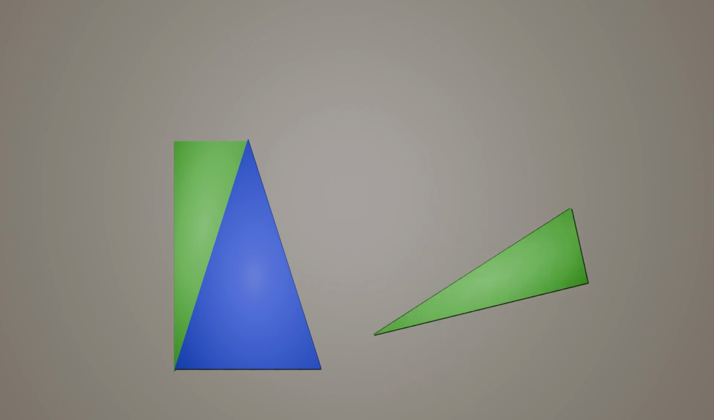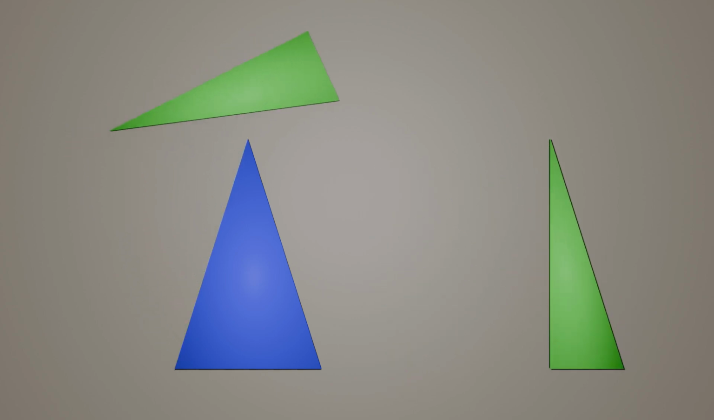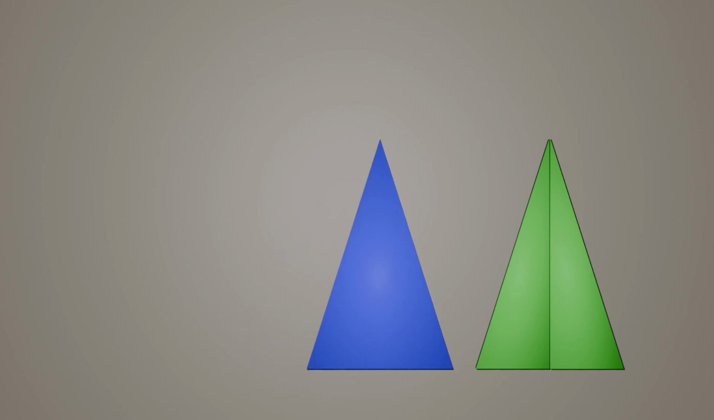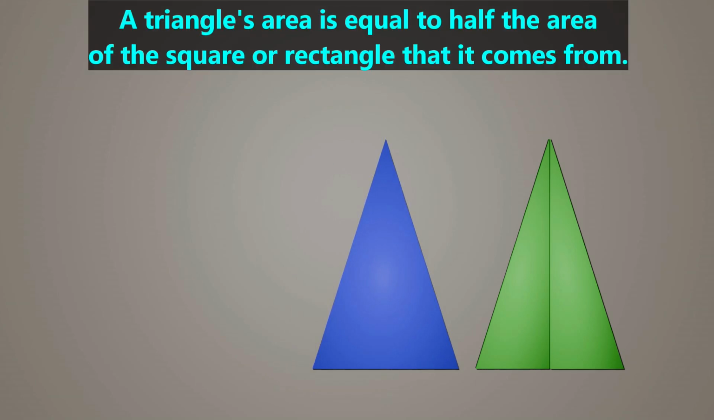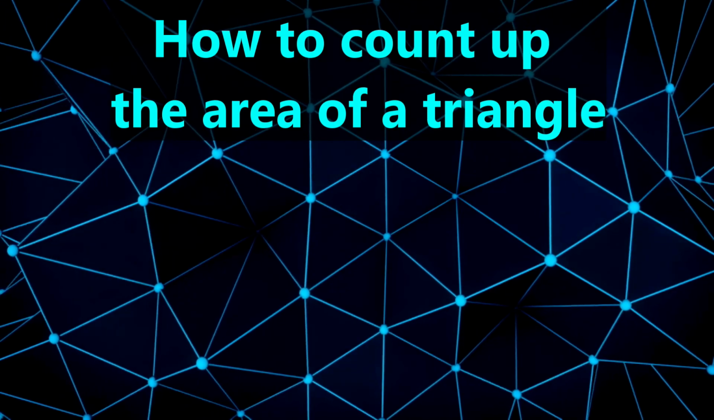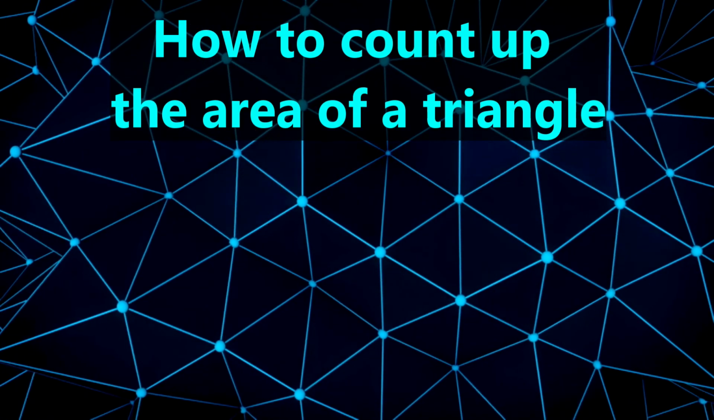If we move the green pieces to the right, rotate, and then join them, we can see that the new green triangle is congruent with the blue one. This again tells us that a triangle's area is equal to half the area of the square or rectangle that it comes from. Next, we'll discuss how to count up the area of a triangle.